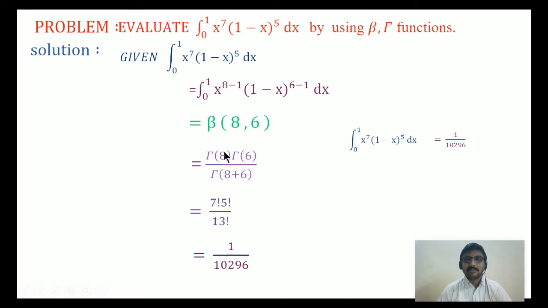But we have a relation between beta and gamma functions, that is, beta of m, n is equal to gamma of m into gamma of n divided by gamma of m plus n. Just simplifying, taking the gamma function values, we will get the required constant.